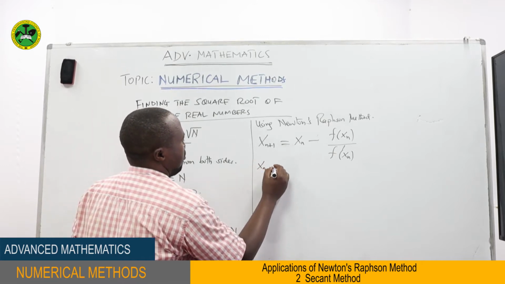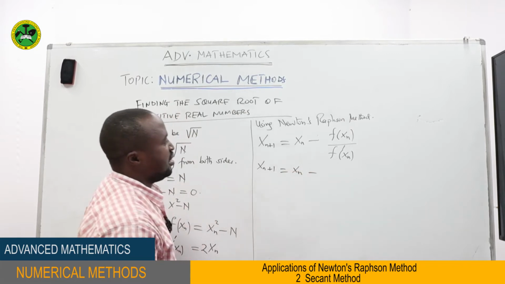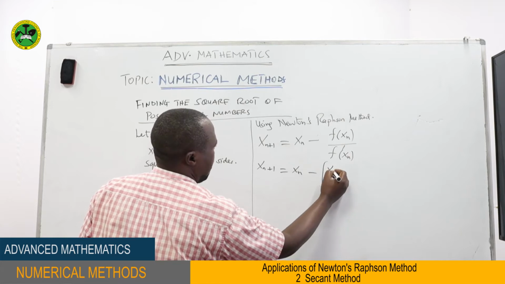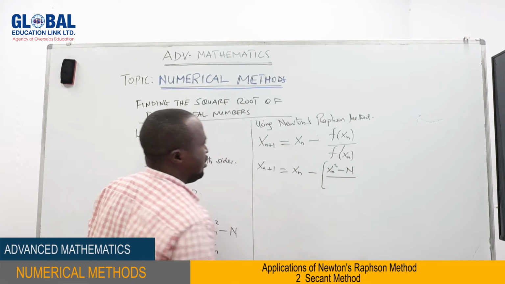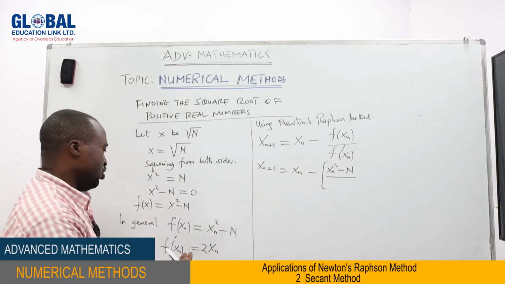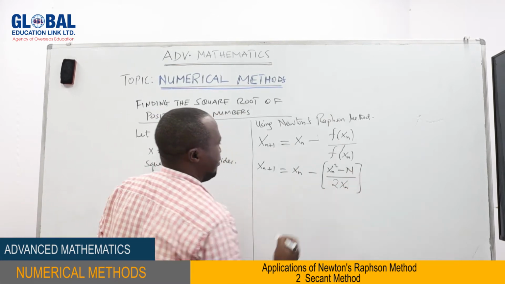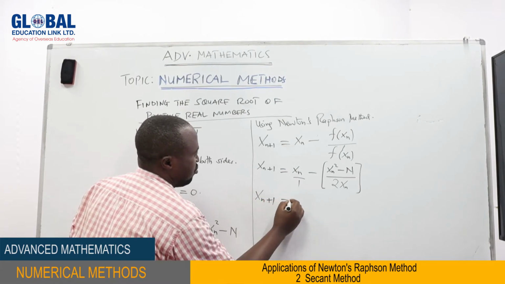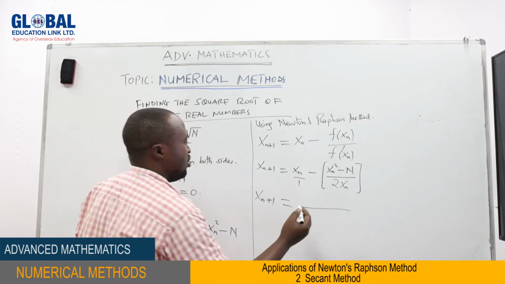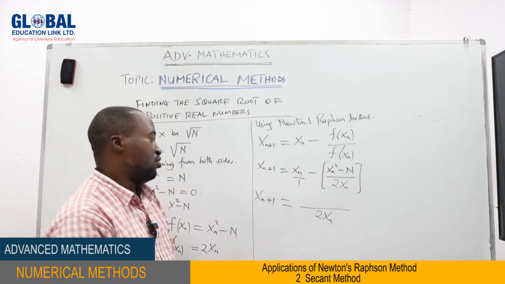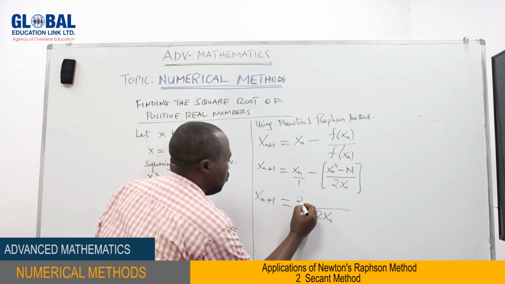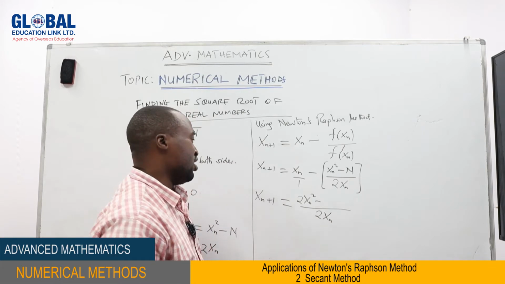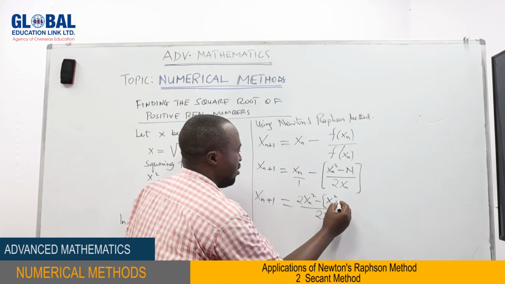Now xn plus 1 will be equal to xn minus, now f of xn is our function, that is bracket of xn squared minus n, over, now here we have the derivative of our function, which is 2xn. Now let us find the LCM. So the LCM, the lowest common multiple, will be equal to 2xn. Now 2xn divided by 1 times xn, we are going to have 2xn squared minus, so again we take 2xn divided by 2xn, that is 1. So we are going to remain with xn squared minus n.